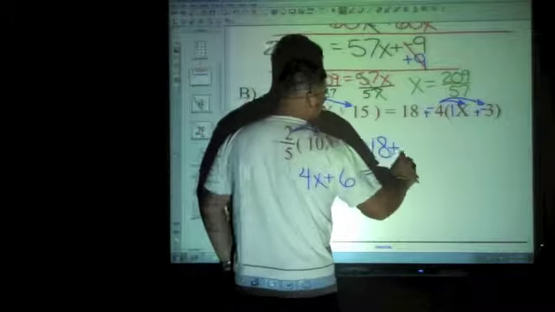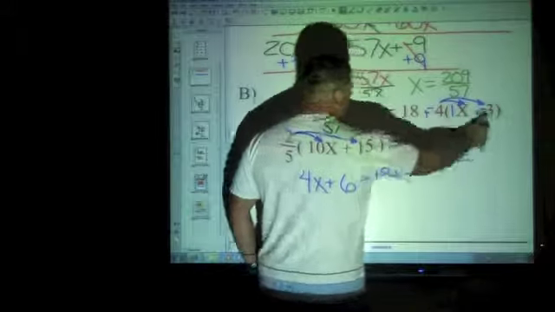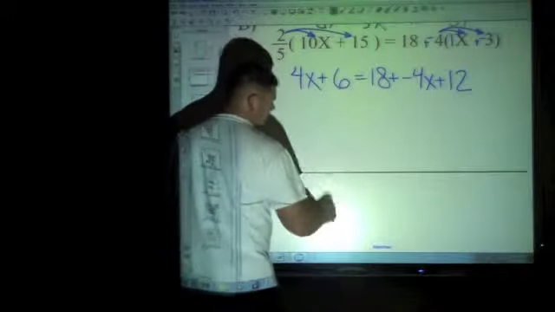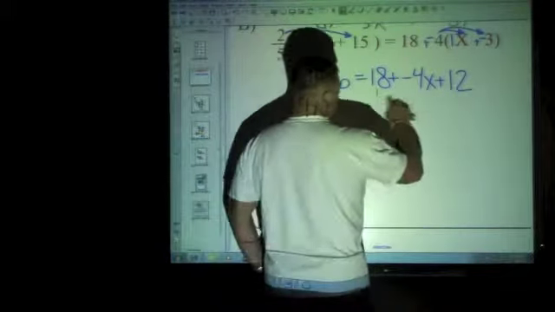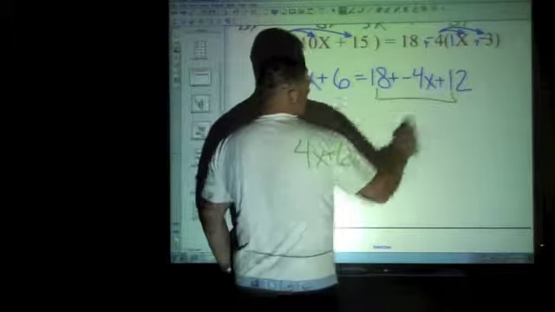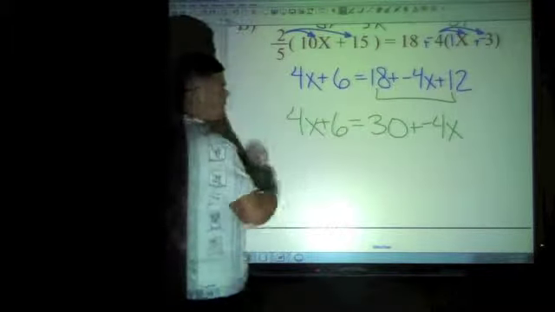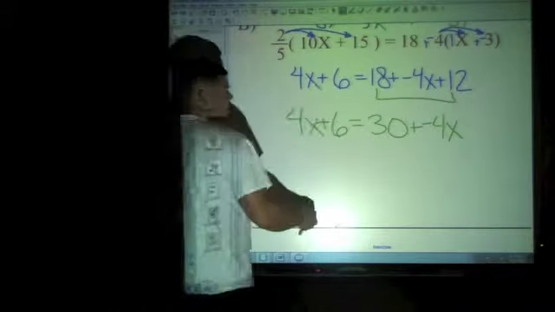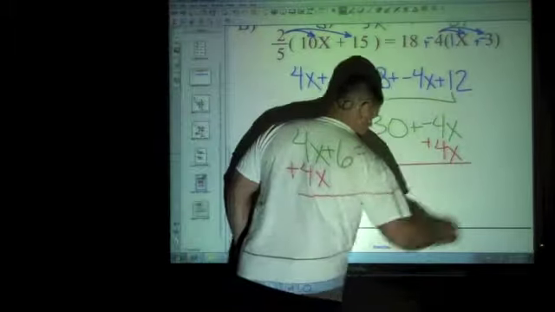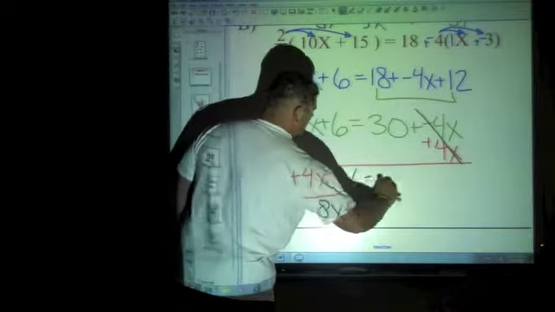Equals 18 plus negative 4x plus positive 12. That's the one where most people make the mistake. Now, before I start playing the shuffling game, you've got to recognize that you have some like parts here and here. So we now have 4x plus 6 is equal to 30 plus negative 4x. Now decide which side you want to move them all to. I'm going to move them all to the left as far as the x's are concerned, so I'll add 4x here, add 4x here. Those cancel out. 8x plus 6 is equal to 30.